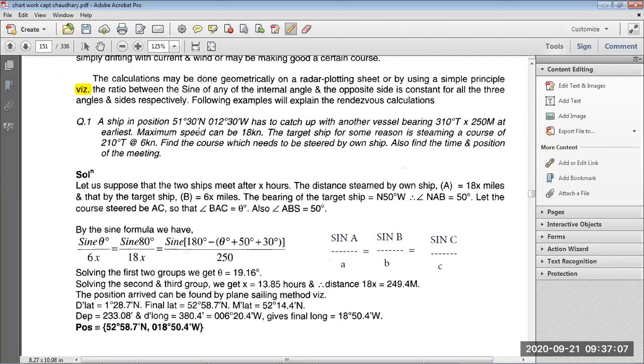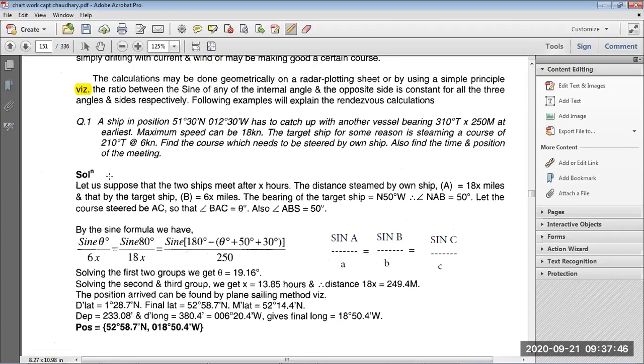The ship is in position 51°30' north and 12°30' west, and it has to catch up with another vessel bearing 310 degrees and 250 miles. The distance is given. We have to reach at the earliest. Our maximum speed is 18 knots, and the target ship for some reason is steaming a course of 210 degrees true at 6 knots. So she is also moving. Find the course which needs to be steered from own ship and the time and position of rendezvous or meeting. So this is our question.